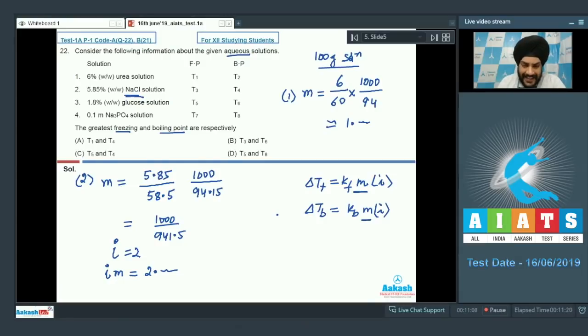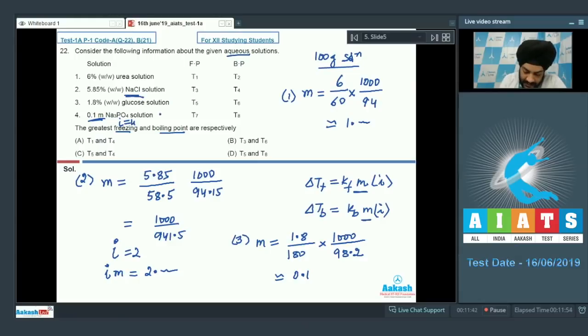Okay. If you look at the third option now, we have 1.8% weight by weight of glucose. So for the third option, we have 1.8, which is the grams of glucose, upon the molar mass, which is 180, upon 98.2 grams of the solvent, into 1000. So this value is approximately equal to 0.1. And if you talk about the fourth option, the molality has been directly given to us. The i value will come out to be equal to 4. So this is effectively 0.4 molal in the solute.